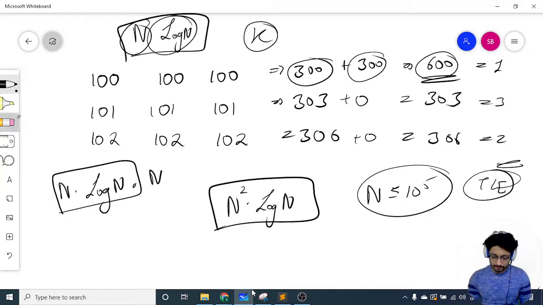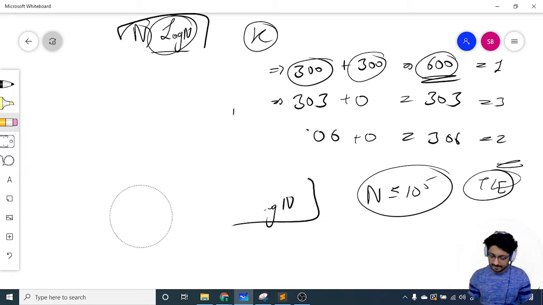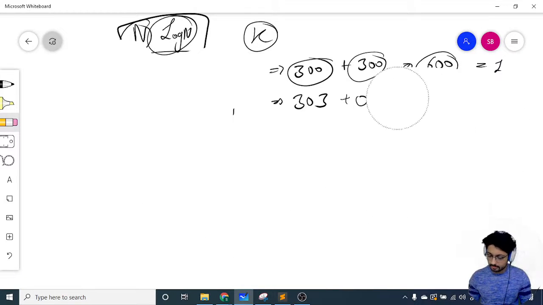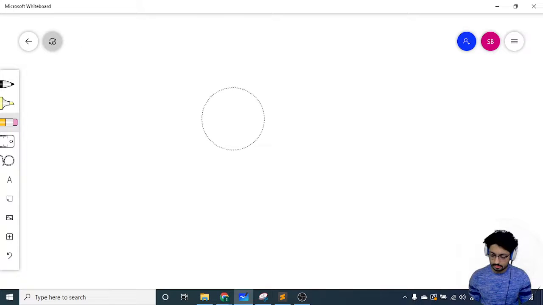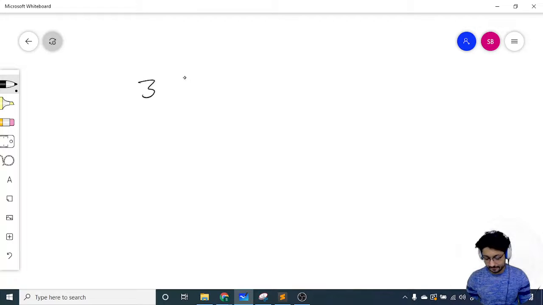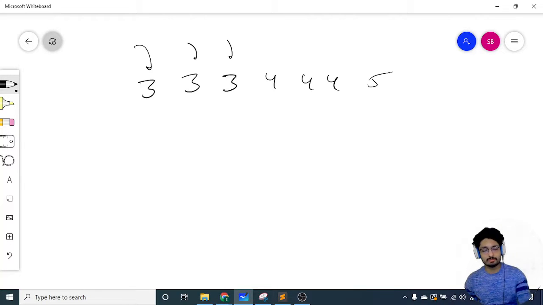Let's remove this whole thing and just take a random example to make it even more clear. Let us take that the total marks of all the students are like this: 3, 3, 3, 4, 4, 4, 5. I'm just assuming that. Let's say that all the students will get 1 mark in the first exam. This is equal to 3, 3, and 3, just the total marks.